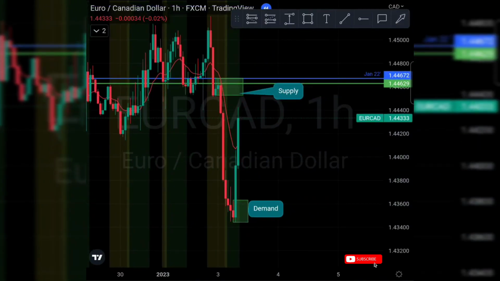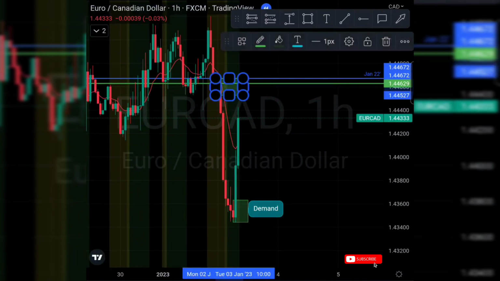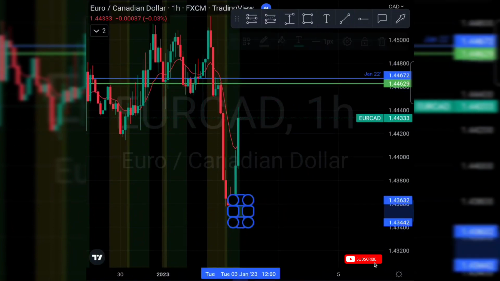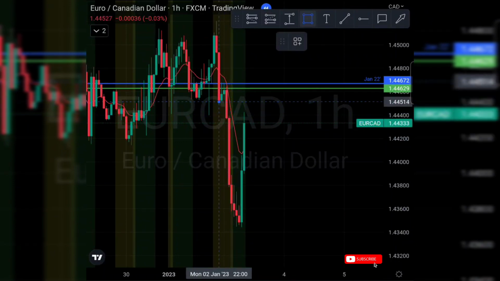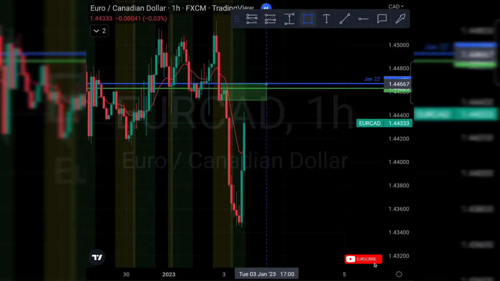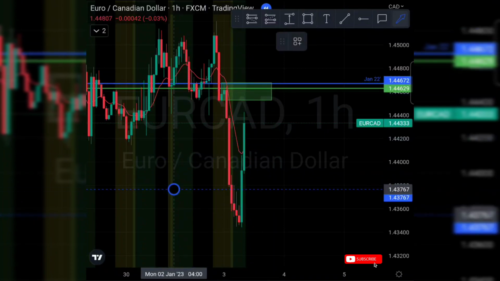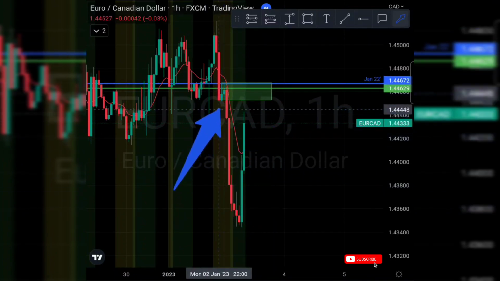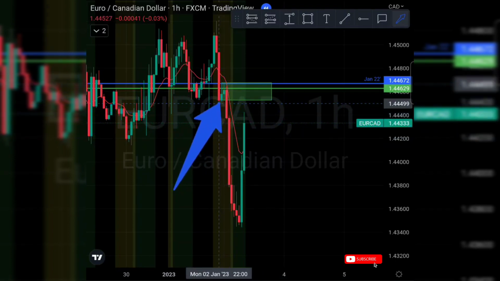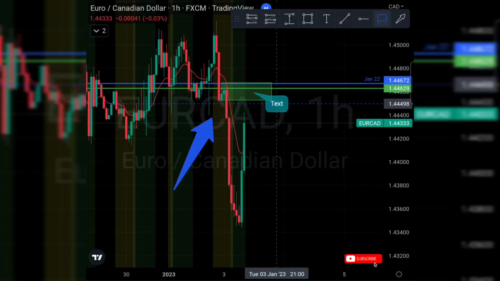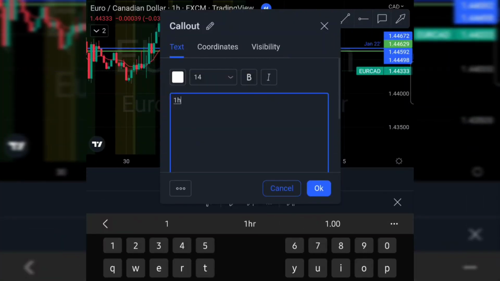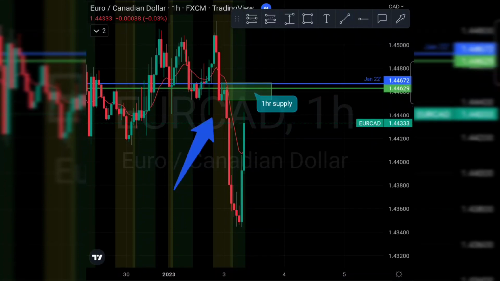Let me show you what I like to do here. Just so you get a clear understanding, we're going to mark it up from the 1 hour time frame first and zoom in. So we have a 1 hour supply, right? Aggressive selling, explodes out, the candle after the move never pulls back. We will mark up our supply with that zone, and we'll put 1 hour supply there to let us know that this is not a 15-minute supply.